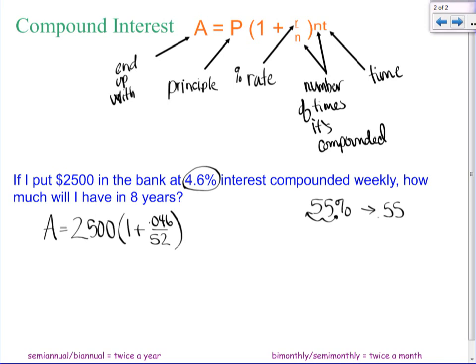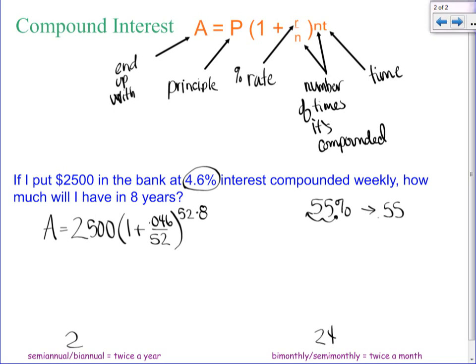All right, and down here, this is just a clue. If they say semi-annual or biannual, that just means twice a year. And bi-monthly or semi-monthly means twice a month. So what would the number be on this one down here on the left? 2. This would be a 2. What would this number be? 24. If it was bi-weekly, what would it be? 104. Good. All right. We need to raise this to the NT. So N is this number, 52 times 8, because it's going to sit there for 8 years.